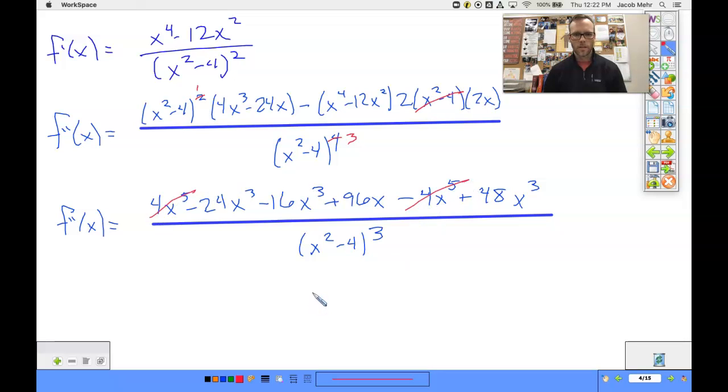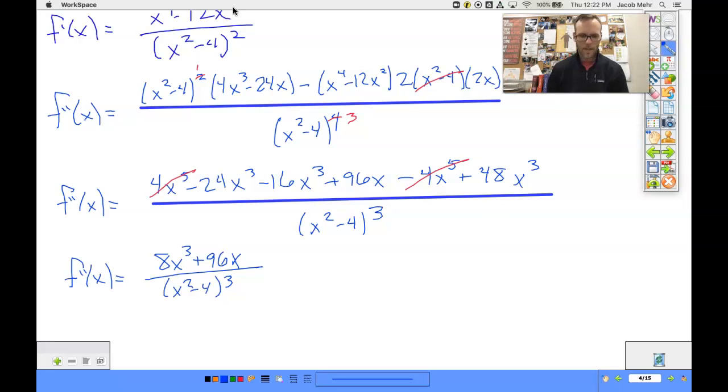That's awfully nice. How are we doing on x cubes here? Negative 24 and a negative 16 is negative 40, but then we have plus 48, so that's 8x cubed plus 96x over that. Okay, there's our second derivative. Now we need to find the points of inflection by setting this equal to 0. So I'm going to set the numerator equal to 0.